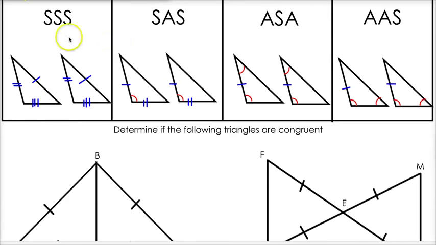All right, so let's do a quick review of what we already learned. Side, side, side; side, angle, side; angle, side, angle; and angle, angle, side. These are the 4 ways we learned how to prove triangles are congruent. And here are examples of each.